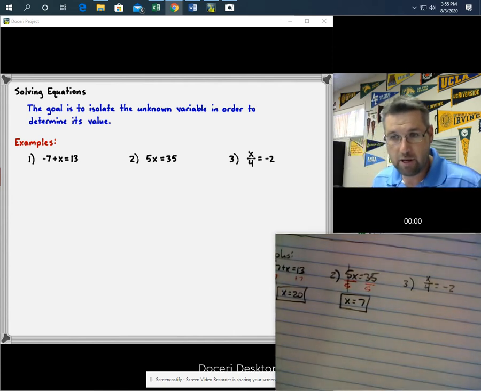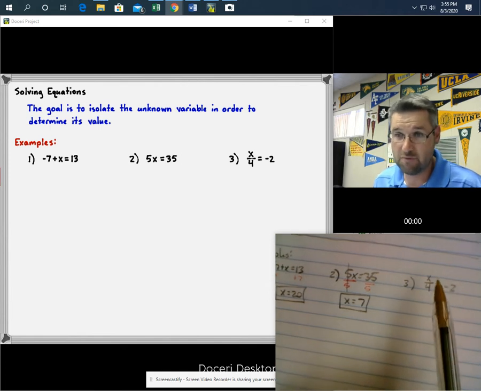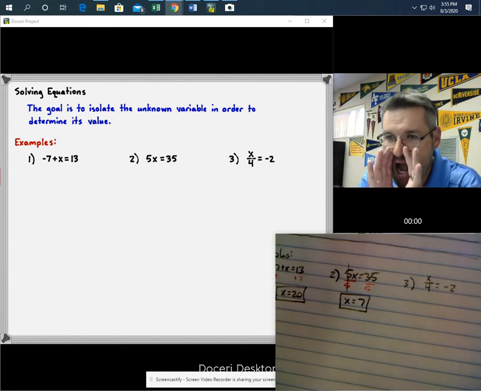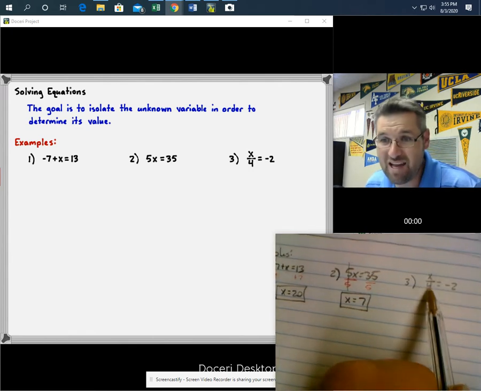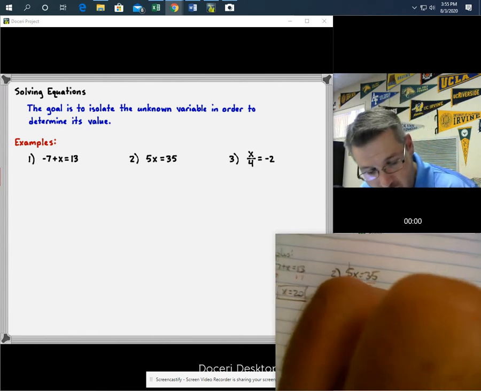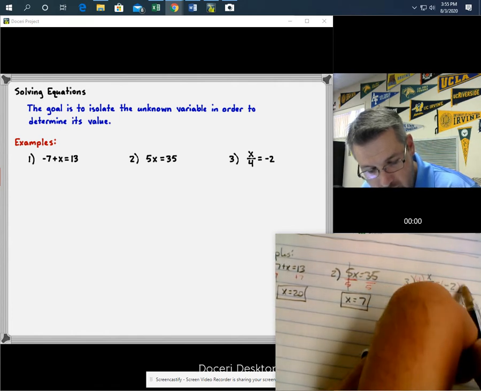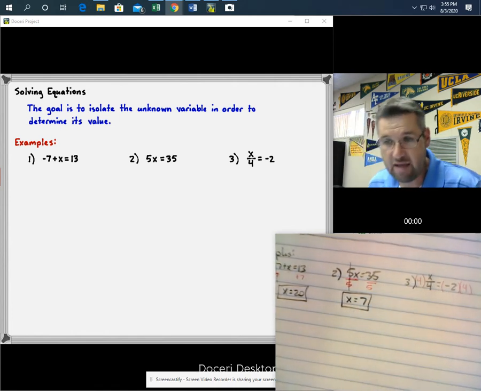Well, what's the operator going on here? This tends to confuse students because they see, oh, it's a fraction. I don't like fractions. Guys, fractions just mean division. Fractions mean division. So what are we doing? We're dividing by 4 here. How do I get rid of it? I multiply by 4. So I'm going to multiply both sides by 4.